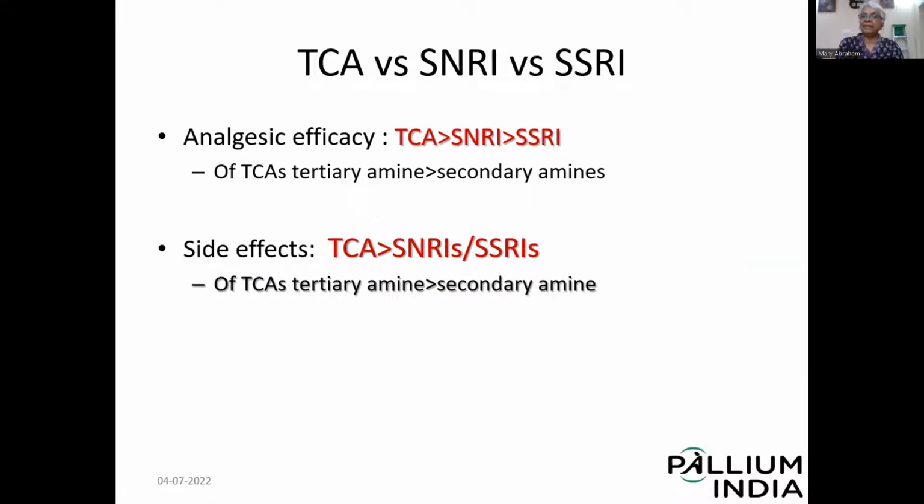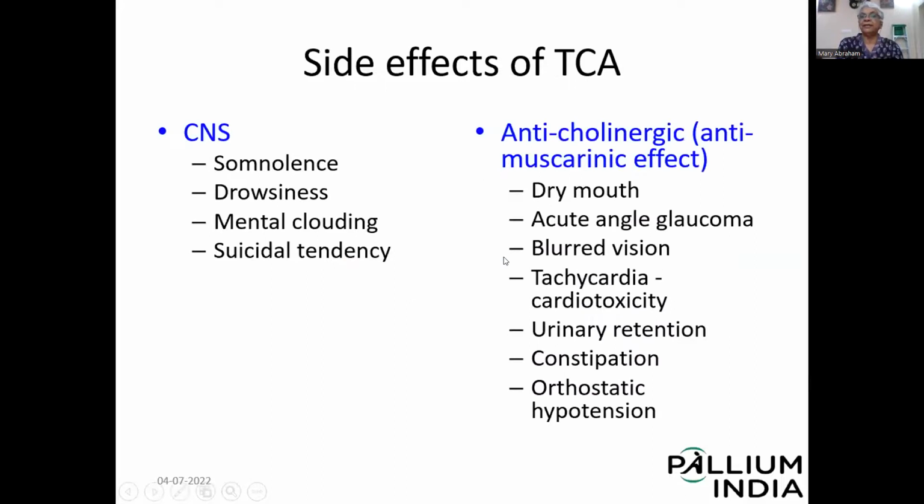If you look at the analgesic efficacy, the TCA would be more efficacious than SNRI, which is more than SSRI. But if you look at the side effects, the TCA will have more side effects as compared to the SNRI and the SSRI. So let's look at the side effects of the tricyclic antidepressants. Where the central nervous system is concerned, they can complain of somnolence, drowsiness, mental clouding, and even suicidal tendency. But because of its antimuscarinic or anticholinergic effect, you can have dry mouth, acute angle glaucoma, blurred vision, tachycardia, urinary retention, constipation, and orthostatic hypotension.